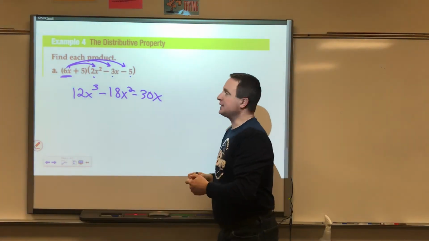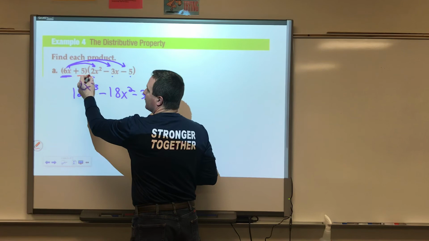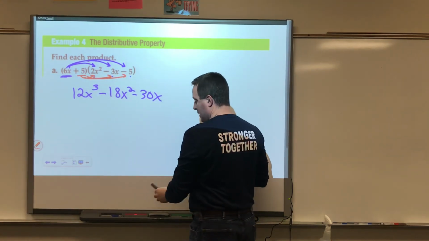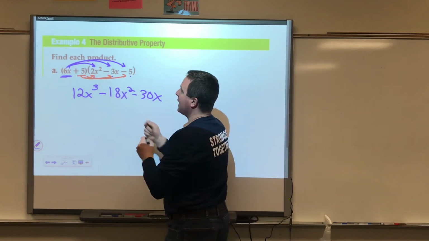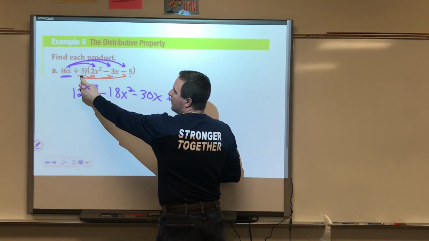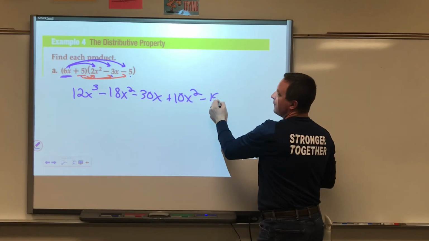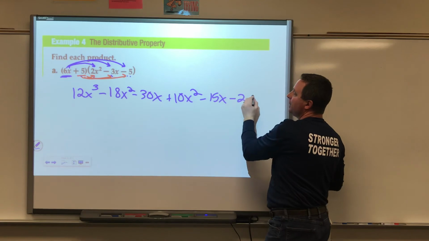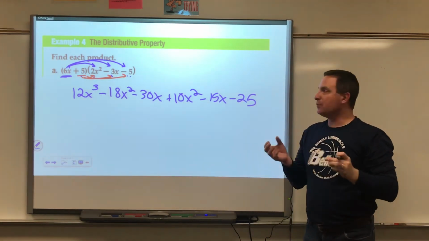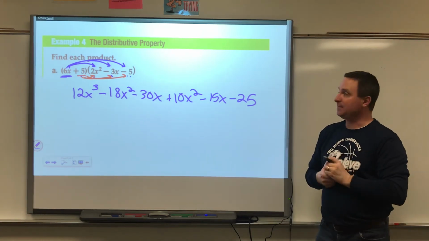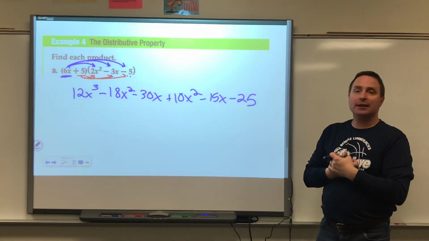Okay, I'm going to do the same thing with my 5. Maybe it's a different color here. We'll do this one times everything through that parentheses. Okay, and when I do that, 5 times 2, I get 10x squared. 5 times the 3 is negative 15x. And then 5 times negative 5 is negative 25. So we're doing the same exact thing, there's just more of it. And we get a little bit longer expression. Okay, let's go back and combine our like terms.